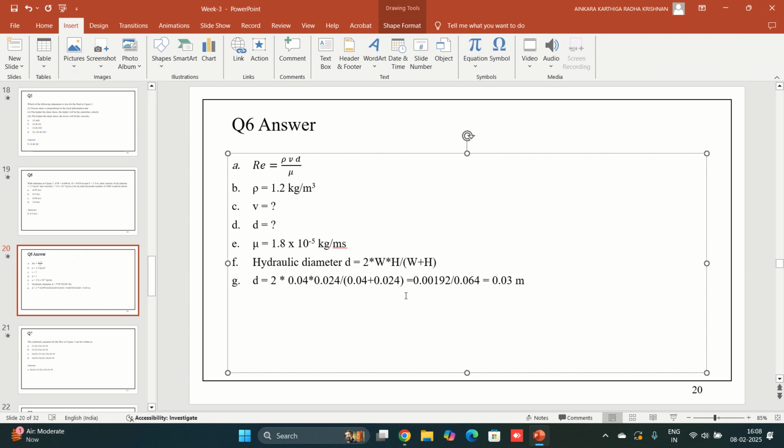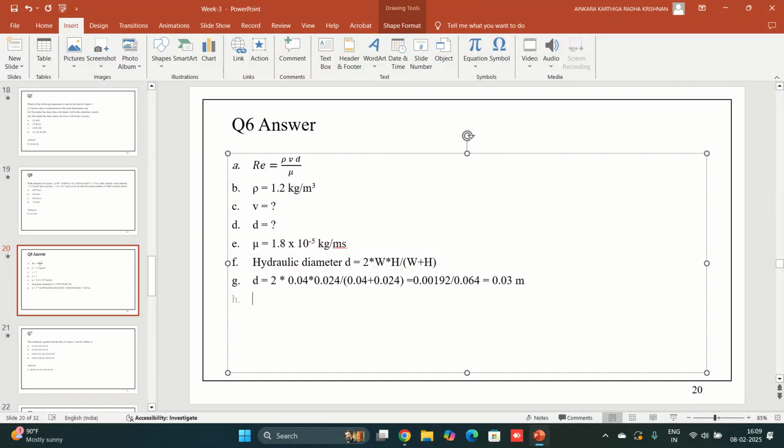That is nothing but 2 into width of the duct into height of the duct divided by width plus height of the duct. Since it is not a circular duct, circular channel, we cannot use rho v d by mu, that is we cannot use the diameter directly. So we need to find the diameter for the rectangular channel. We are using the hydraulic diameter. After getting the hydraulic diameter, we can substitute in the Reynolds number.